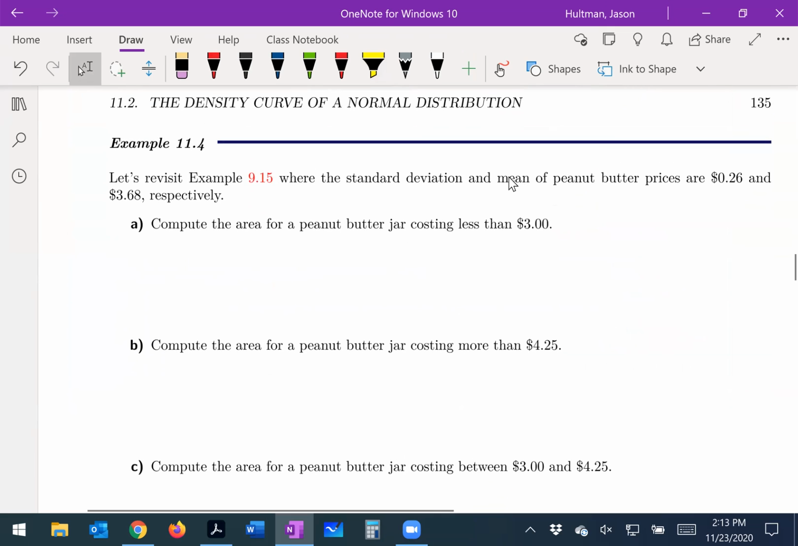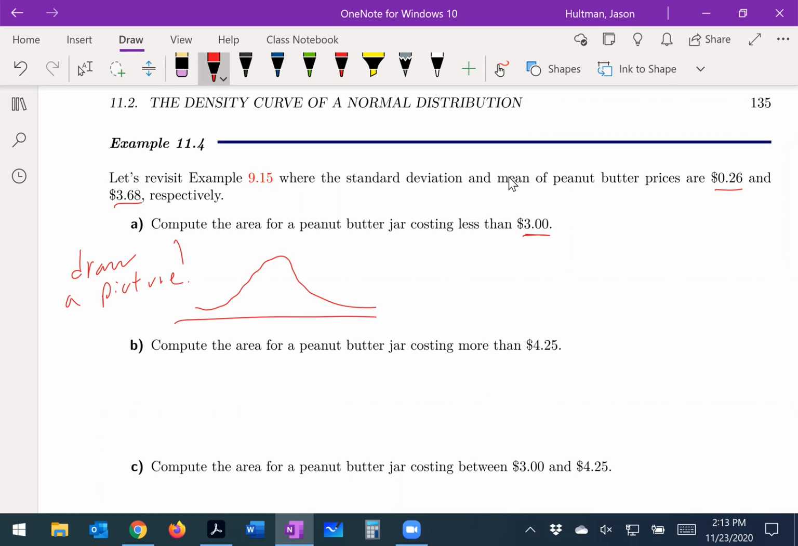Okay, so let's go in and see how this works. Let's revisit example 9.15, where the standard deviation and the mean of the peanut butter prices were 0.26 and 3.68 respectively. Compute the area for a peanut butter jar costing less than $3. First thing I like to do is always draw a picture. The mean is $3.68. So where is $3 relative to that? Well, it's right here.